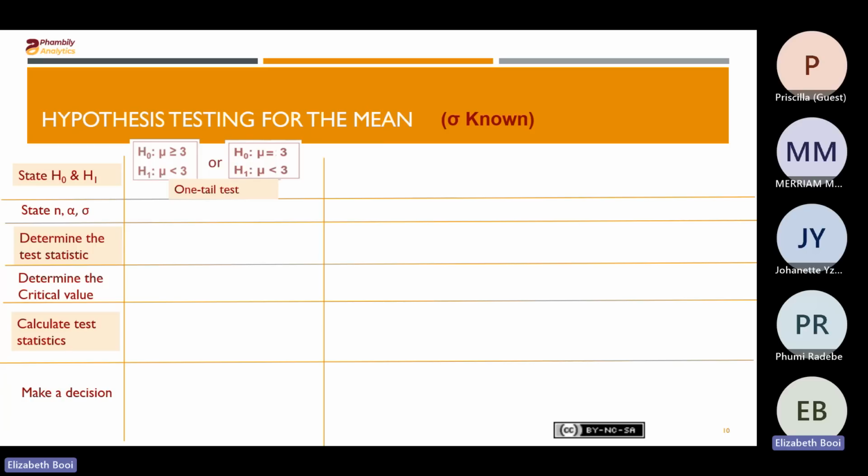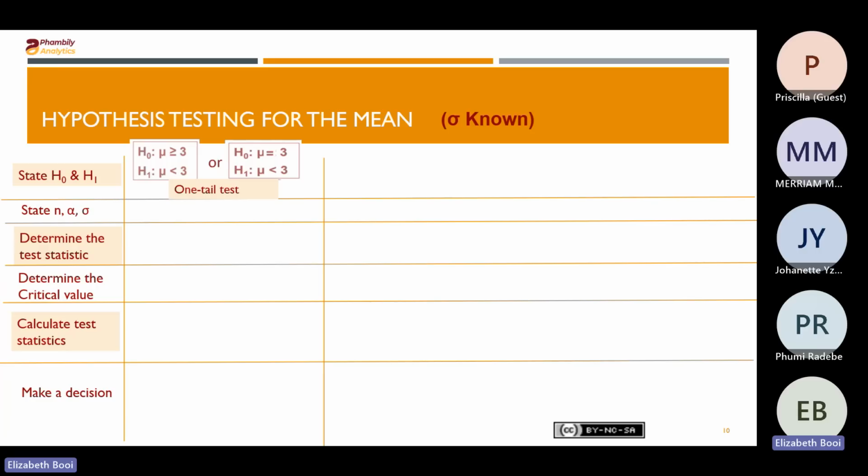If in my alternative it says less than, remember, look at the two statements that we have there. We state that the null hypothesis is the mean is greater than or equal to 3. The alternative will state the opposite, which will say the mean is less than 3. Otherwise, we can state it this way, which is still applicable: the mean is equal to 3, and the alternative says the mean is less than 3.